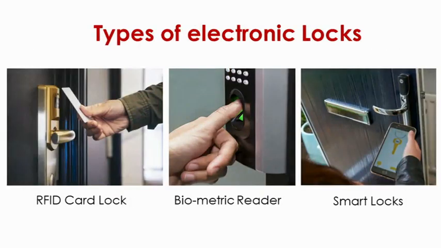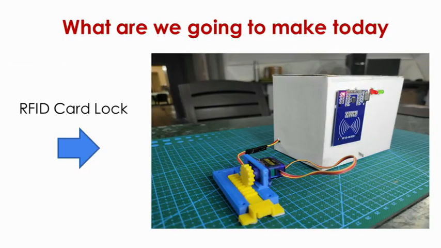Types of electronic or smart locks include the RFID card lock, which opens with a radio frequency identification card, which we are going to make in today's session. The second type is the biometric reader, which reads your thumbprints and fingerprints. And the last one is the smart lock, which is opened and locked using applications on your smartphone. These electronic locks are the most convenient nowadays, and we are going to make an RFID card lock for our purpose in today's session.